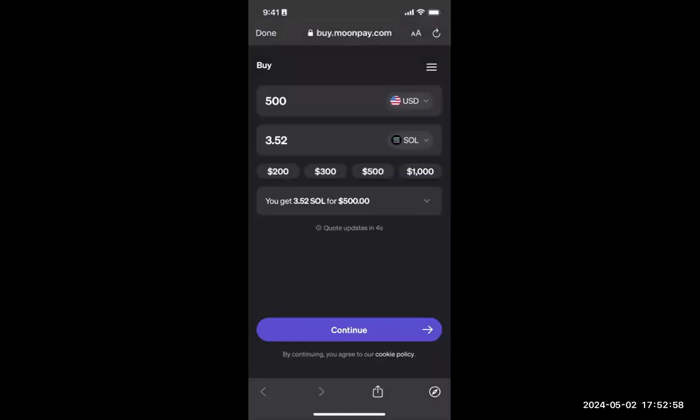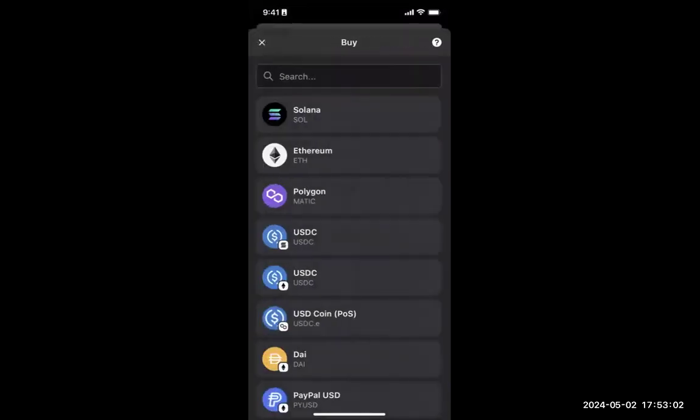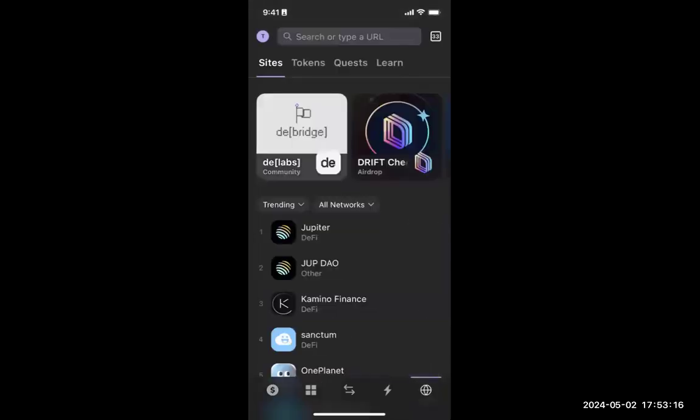So basically, after you fill this out and it's done, you're going to notice within minutes your Solana is going to be dropped inside your wallet. Once you have Solana in here, click on this globe on the bottom right. Then paste the invitation link from whoever invited you on the Zoom right there.